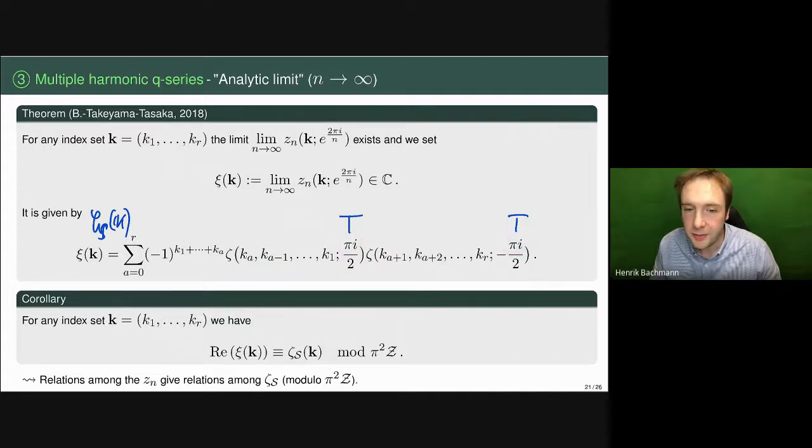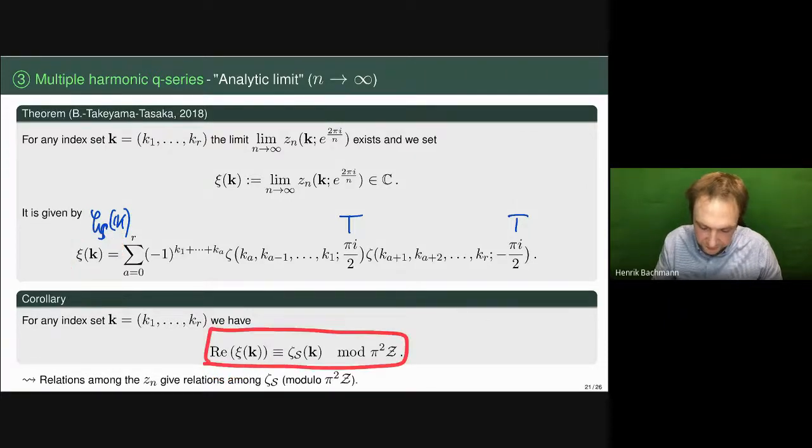And for the real part, I always need an even power of these, because an odd power will always be in the imaginary part. And then even the real part will contain some even powers of pi. So if I divide out even powers of pi and consider the real part of this limit, then they're actually the same as these symmetric multiple zeta values.